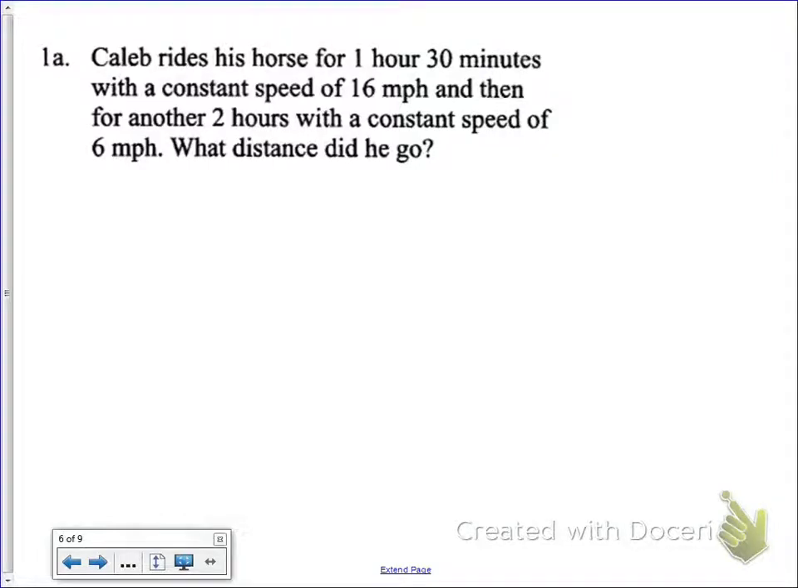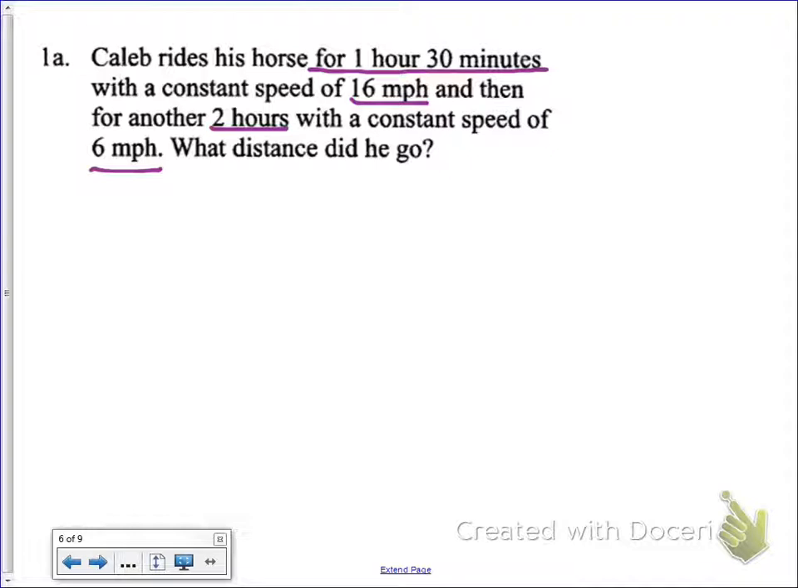All right, here's another problem that involves distance, rate, and time. Let's go ahead and take a look here. Caleb rides his horse for an hour and 30 minutes with a constant speed of 16 miles per hour. I'm going to underline that, 16 miles per hour. And then for another 2 hours, it goes a constant speed of 6 miles per hour. What distance did he go?